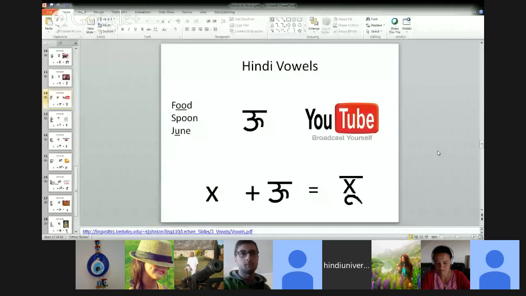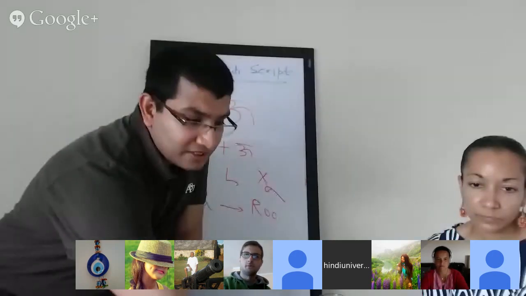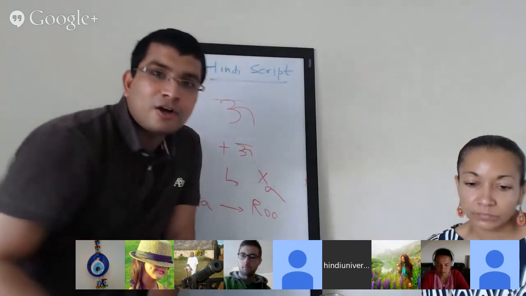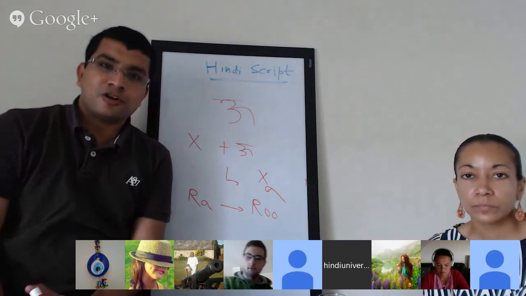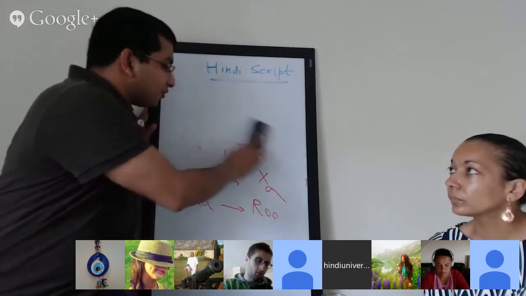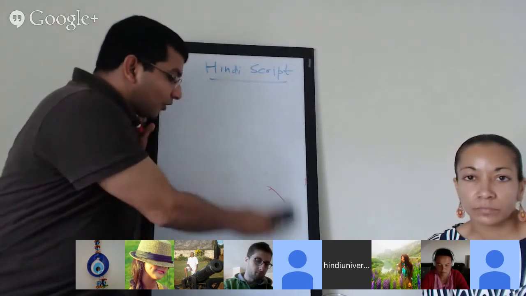So this was the short U. Long U is food, spoon, June. That's the one which we didn't call YouTube. And the tail is on the right-hand side. I hope today's session has been useful to learn these six vowels. We'll be able to finish all of them in the next class. I hope you'll be able to focus on the sound of all of them.